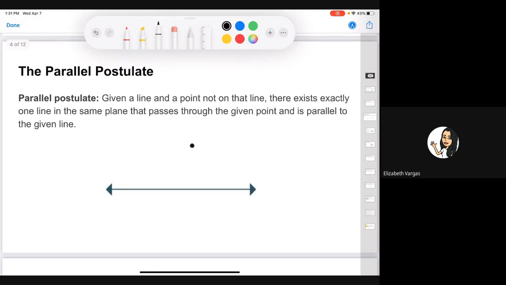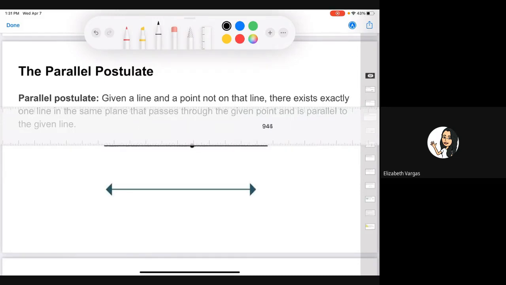We also have the parallel postulate, which basically says, given a line and a point not on the line, there exists exactly one line in the same plane that passes through that given point and is parallel to that given line. So basically, if I have a line and I have a point, through that one point there exists one and only one line which runs through that point and is parallel, so it never intersects with my original given line. So these two lines would be parallel, and that black line represents that one and only one line that would run through that point, making those two lines parallel. So that's the parallel postulate.